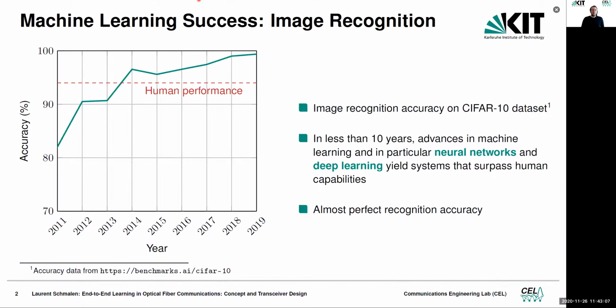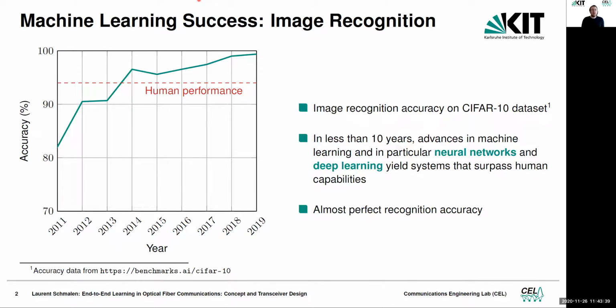So in our presentation, we're talking about machine learning and the application of machine learning to optical communications. And we all know that machine learning has seen tremendous successes in the past decade and especially in the past few years. And one of those drivers for this success was image recognition and computer vision, where we have now seen accuracies that surpass human performance. Machine learning systems can recognize images and objects in images better than humans can since a few years.